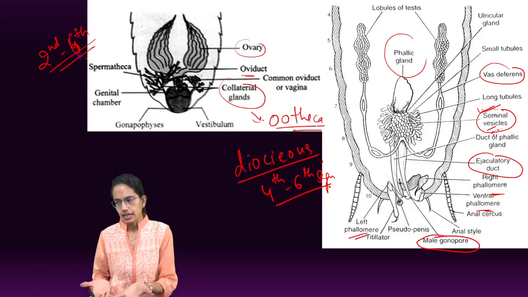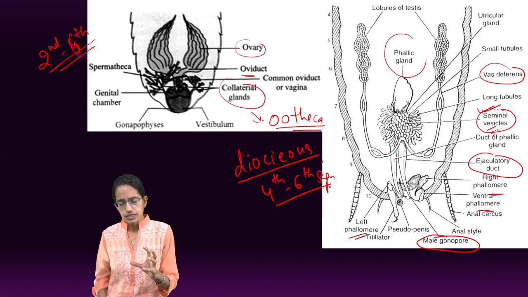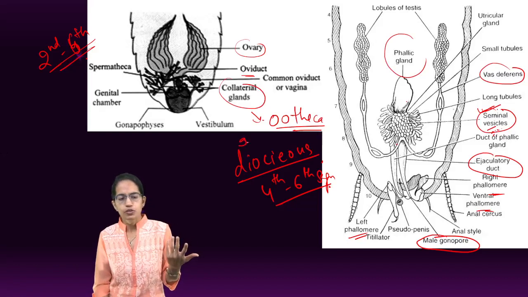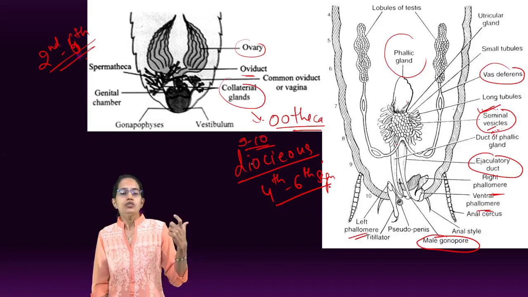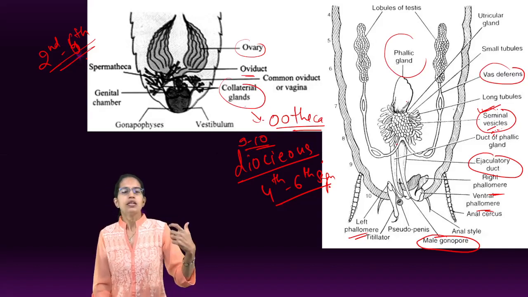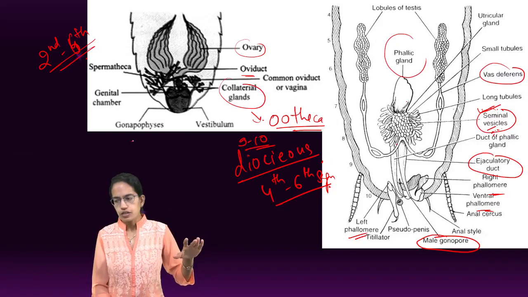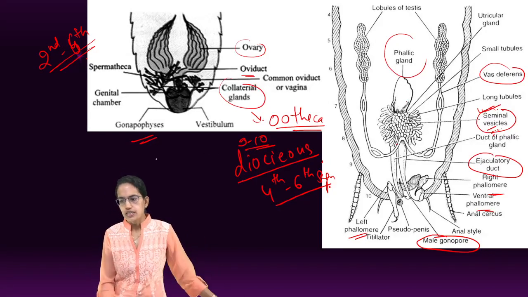Now within this egg case, there are 14 to 16 eggs which are seen, and one female has a capability to produce 9 to 10 ootheca. So oothecae are produced through the secretions from the collateral glands. Then you have the ovary, oviduct and vagina, and finally the gonapophysis, which is the external structure.